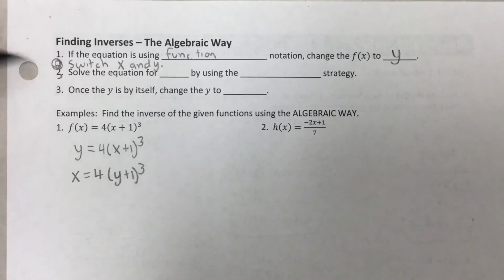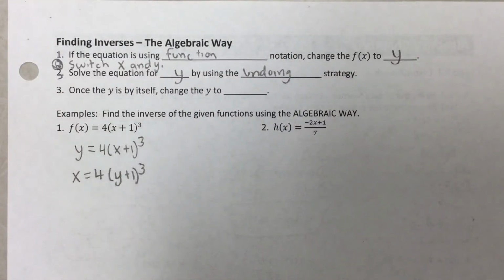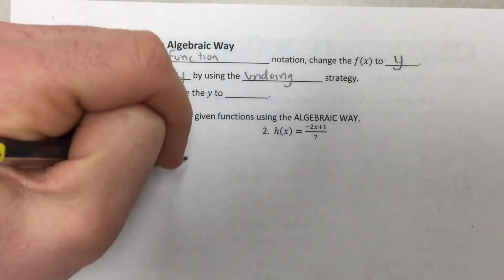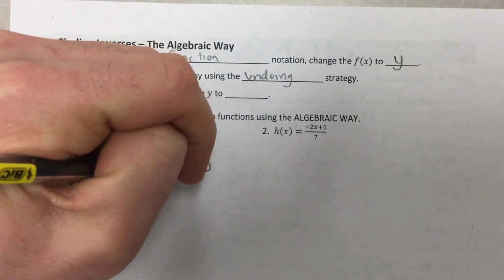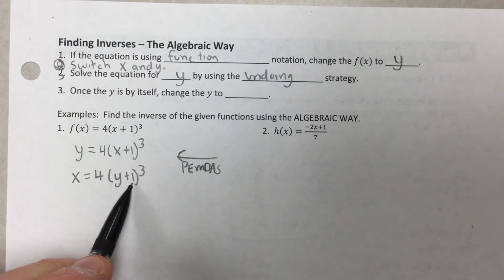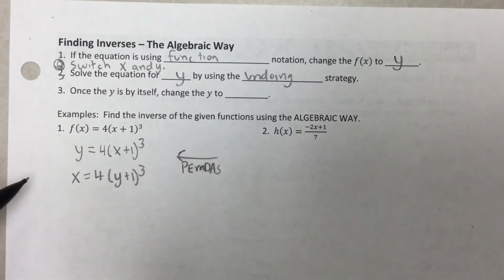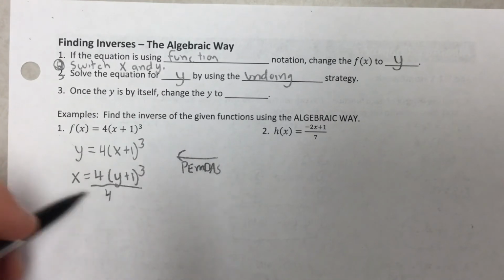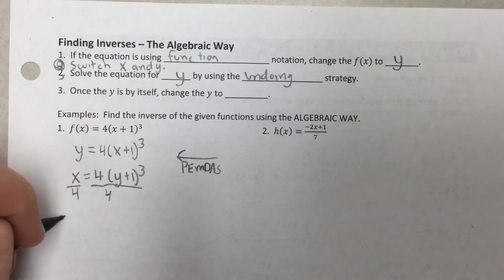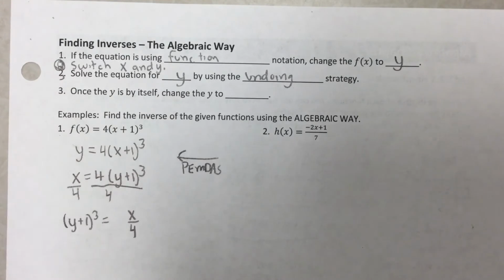Step 3 then, we're going to solve the equation for y by using the undoing strategy. Okay, so that's PEMDAS backwards. So now I'm doing PEMDAS backwards for this step here. So there's addition here, but I can't undo that yet. So I'm going to undo the multiplication, because again, I'm trying to get the y by itself. That's the goal. So I'm going to divide by 4. And so I have y plus 1 cubed equals x divided by 4.